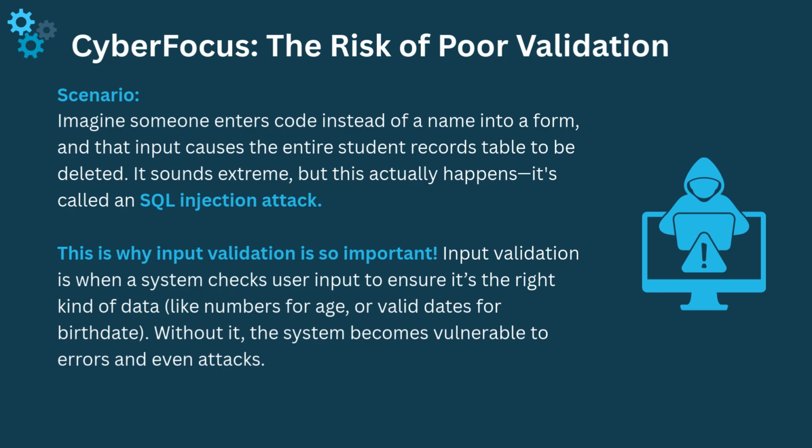Imagine someone enters code instead of a name in a form, and that code deletes your entire student records table. Does that sound extreme? Probably so, but it happens all the time. This is called an SQL injection attack, and it can destroy your data. That's why input validation is so critical. It prevents the system from executing unexpected code and protects your database from being compromised.